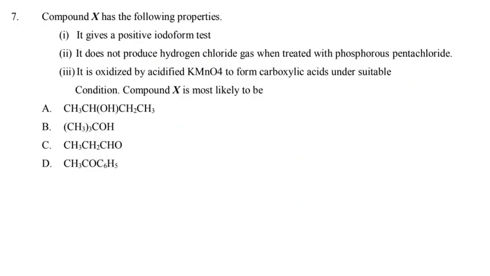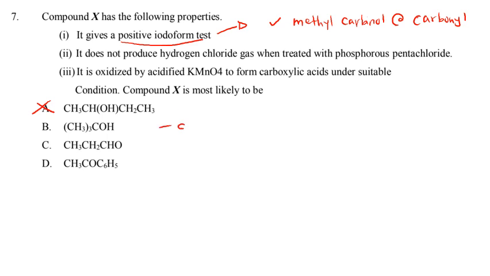Question 7. Compound X has the following properties. It gives a positive result towards the iodoform test, meaning it is going to have methyl carbinol or methyl carbonyl. So try to check the answers. This one is a secondary alcohol and doesn't have the methyl group, so A is out. C even has the methyl group, however it will not be the correct answer as well because it only has a methyl group but doesn't have the CH3.